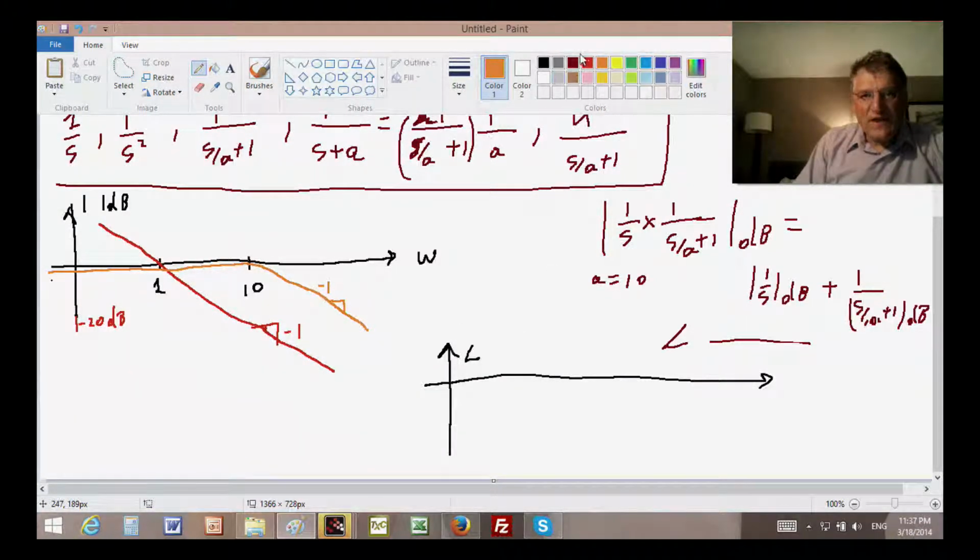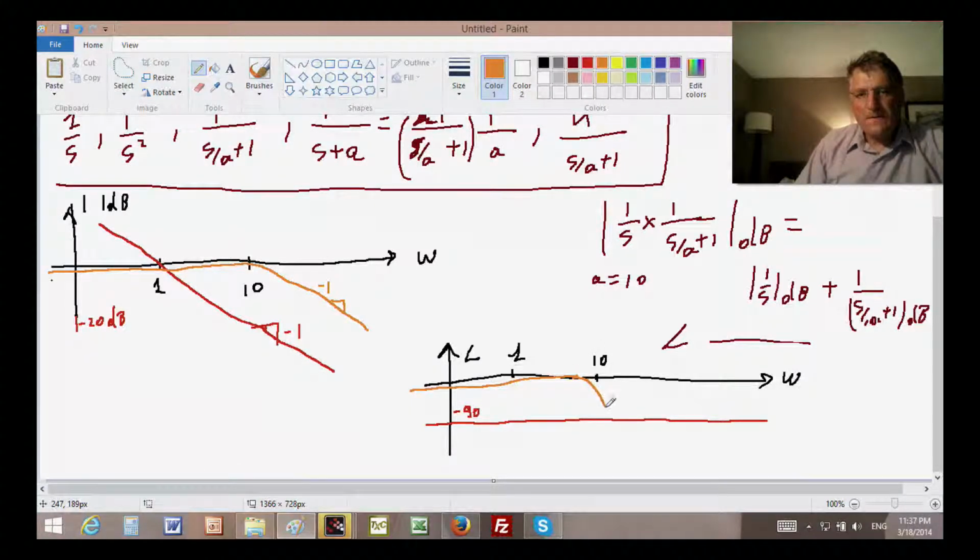Now for the phase, the story is about the same. The phase of 1 over S is -90 degrees, and the phase of this one starts at 0, but at 10 radians per second, which I forgot to point out, so this is 10 radians per second, this is still omega, and this is still 1 radian per second, the phase drops to get to -90 degrees.